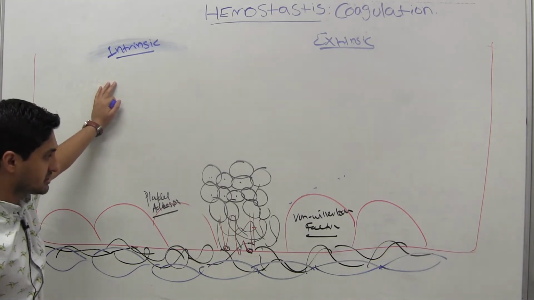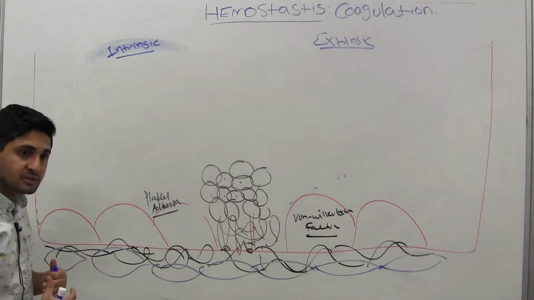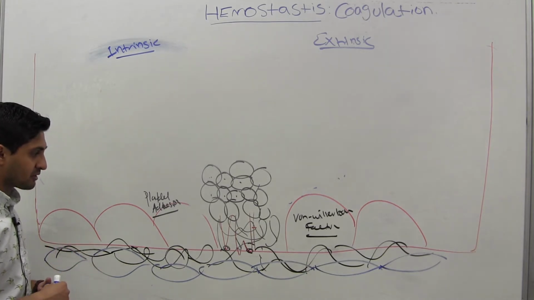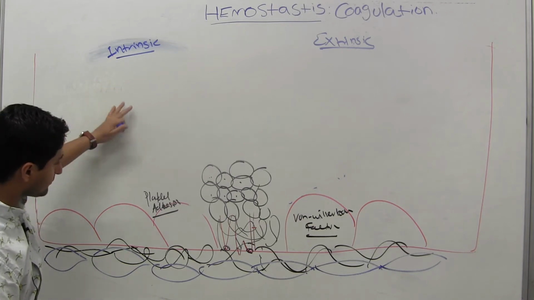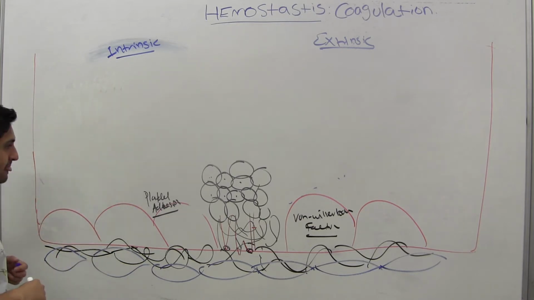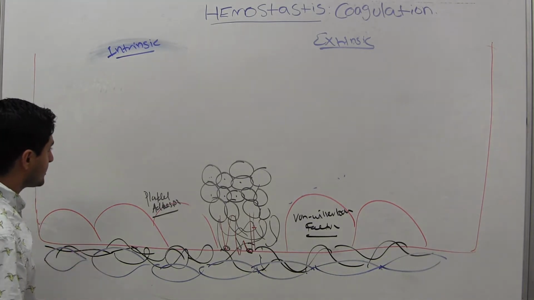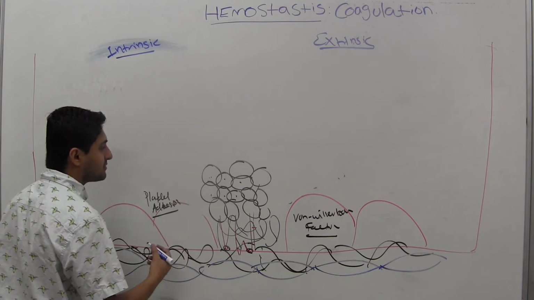It takes time, and usually, if there's internal flow problems, the internal turbulent flow that is causing problems, then usually the intrinsic pathway gets activated, all right? Now, let's start from the intrinsic pathway. Really what happens is that these clotting factors, as they come in and touch the platelets, get activated.